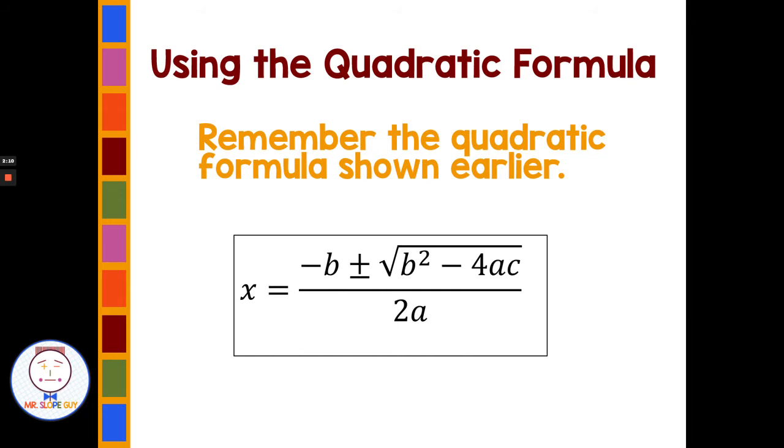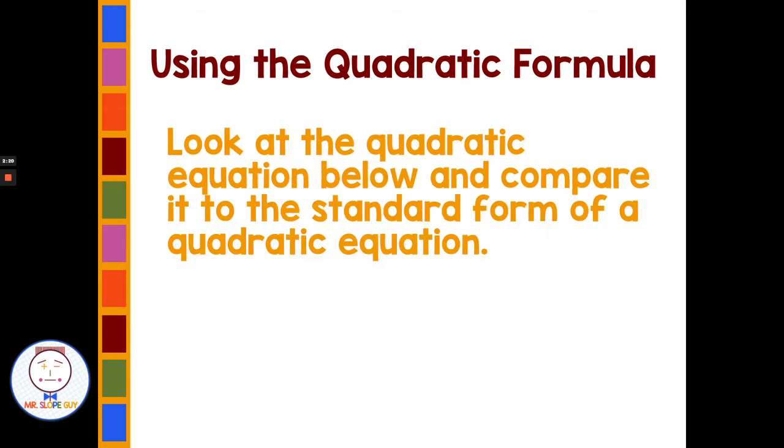And the quadratic formula again: x equals negative b plus or minus the square root of b squared minus 4ac all over 2a. And we can look at the quadratic equation below and compare it to standard form. So if I have x squared plus 5x plus 6 equals 0, I'm looking for the a term, the b term, and the c term.